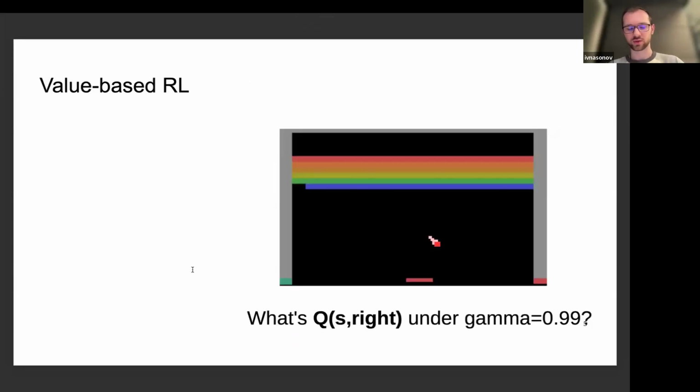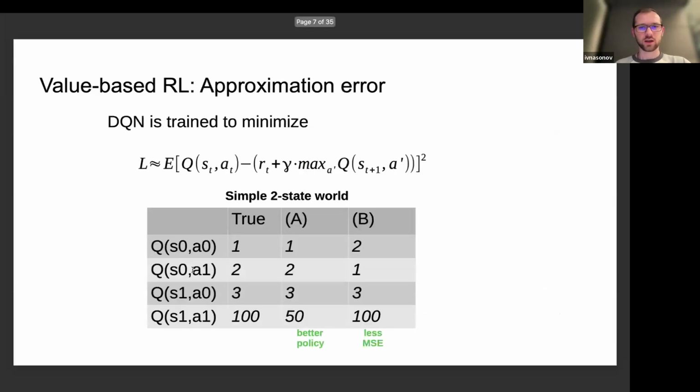Now value-based RL. You can see how the Q-function gives values, and then you have to decide on actions from the set of actions. Of course, we have some approximation error here. It's the deep Q network, where we minimize our loss function. We discussed it in the previous lesson.